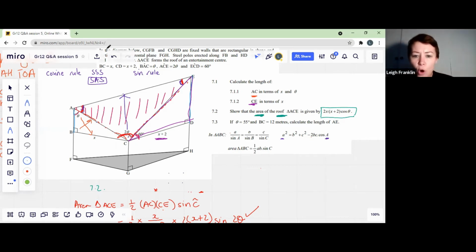All right, so fitting the cosine rule to what we see here, we want AE squared. So 7.3, we want AE squared. That's our a squared. And that's going to be equal to the two sides on either side. So the one side is AC squared. The other side is CE squared, which we already know that we know something about, minus 2 AC CE cos of angle ACE.